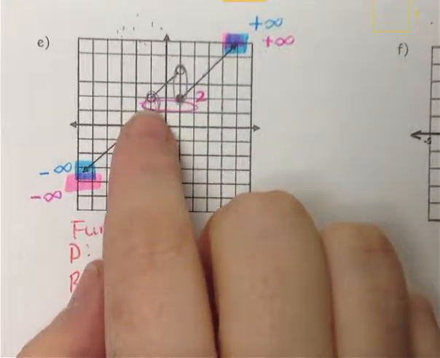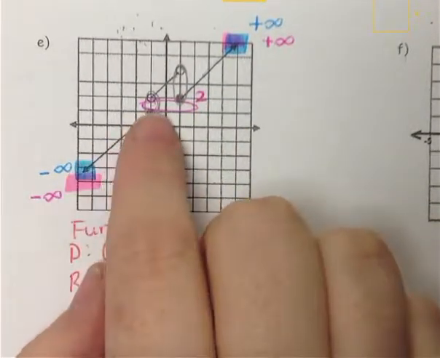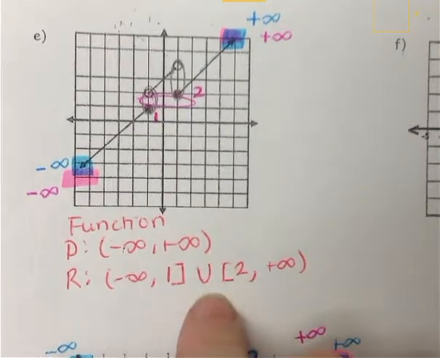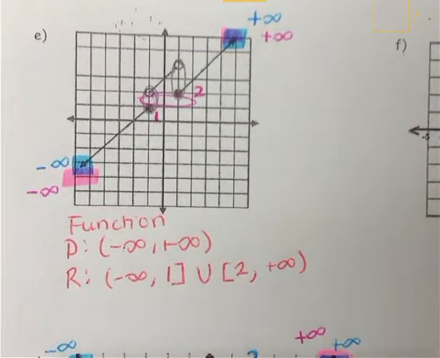For my range on this one, I did have to go up over a blank spot. That's why we had to unite them. So you've got to know which way you're going and which way you're allowed to jump to not break the graph.